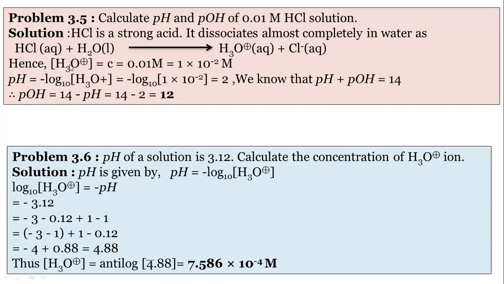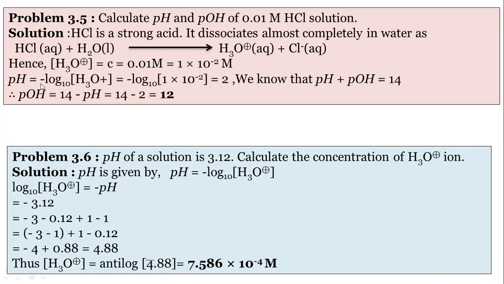Hence, the concentration of H3O plus ions, that is the concentration of H plus ions, is equal to C, because C is the molar concentration given here, 0.01 molar. We can rearrange it into 1 into 10 to the minus 2 molar. So this molar concentration is known.